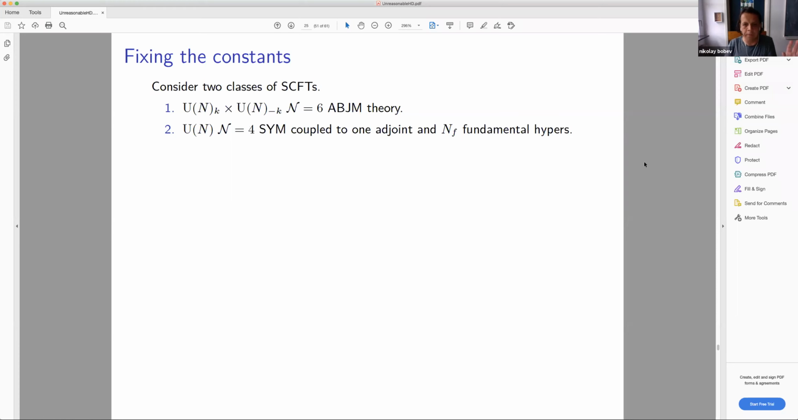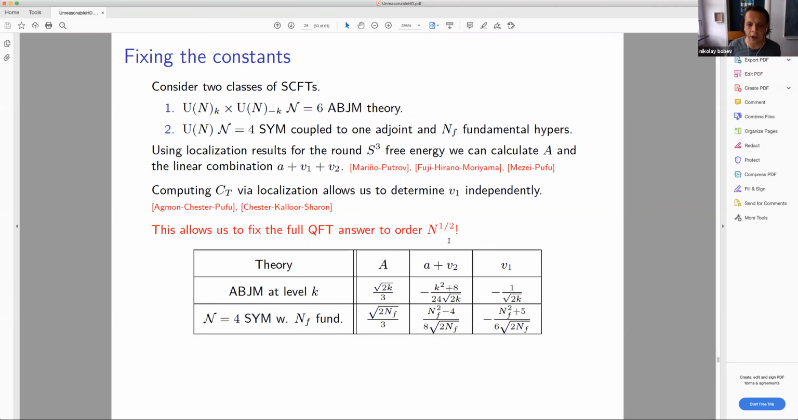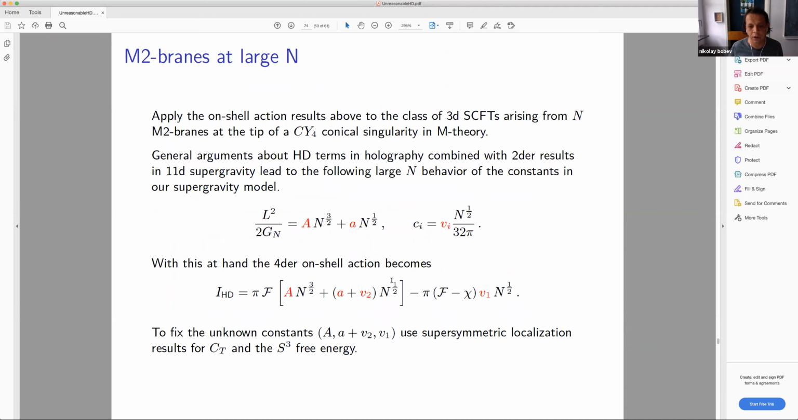I choose these two models because, nicely enough, various people have computed precisely what I need for them. What I need is the round sphere free energy, the N to the 3/2 and the N to the 1/2 terms in it. From that, I can compute capital A as well as a combination of these unknown constants. And then C_T has also been computed in these models. If you're interested, I can explain how, but anyway, you can find the details in these papers. So I know C_T and the round sphere free energy. This is enough for me to fix completely the QFT answer for the partition function, notably on all three manifolds. The choice of three-manifold, to remind you, determines this chi and this curly F.